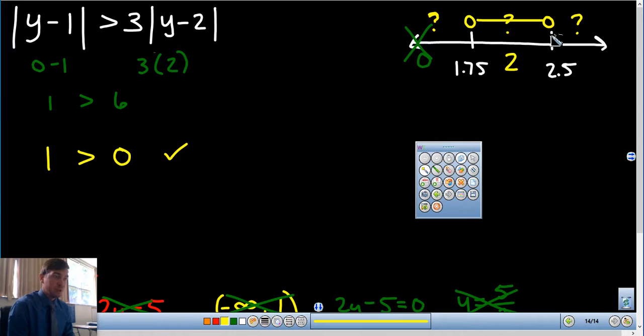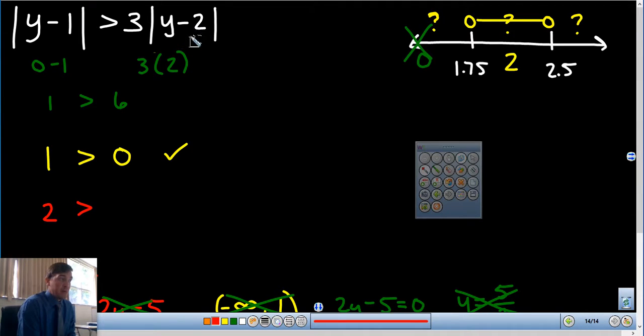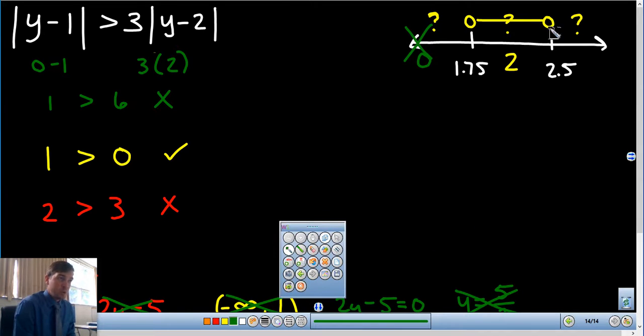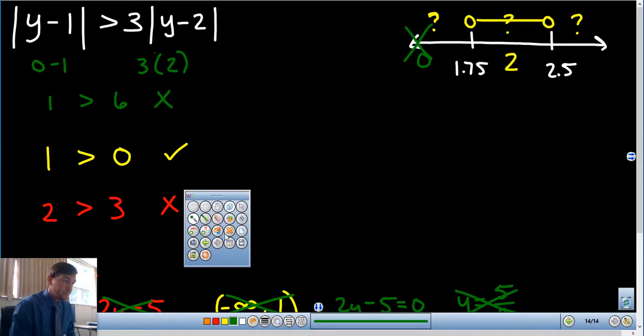Let's see about 2.5 or above 2.5. Let's pick the number 3. That's an integer above. Let's plug in 3. 3 minus 1 is 2. 2 absolute valued is 2. 3 minus 2 is 1. Absolute value of that is 1 times a 3 would be 3. Is 2 greater than 3? No, it is not. So this one didn't work. This one didn't work. So this is where our solutions are.